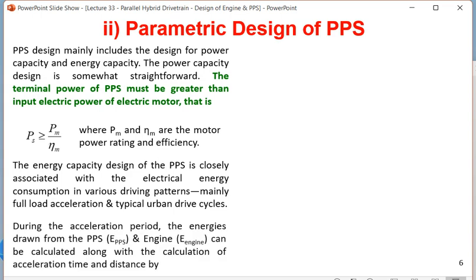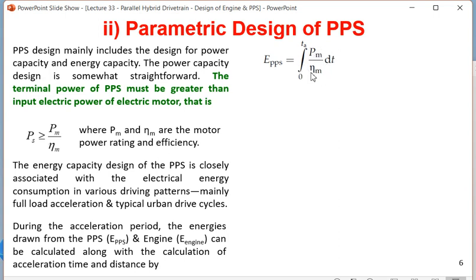During the acceleration period, which generally happens in highway driving, the energy is drawn from the PPS. Energy drawn from the PPS is called E_PPS, and energy drawn from the engine, called E_engine, can be calculated along with the calculation of acceleration time and distance. So the formula of PPS energy is given by P_M by eta_M. P_M is motor power, eta_M is the motor efficiency. So whenever I am doing P_M by eta_M and integrating it, this gives you energy for the PPS.